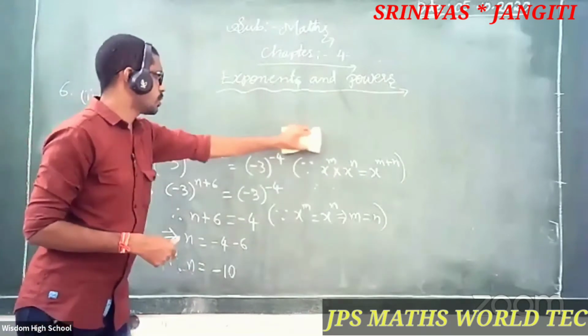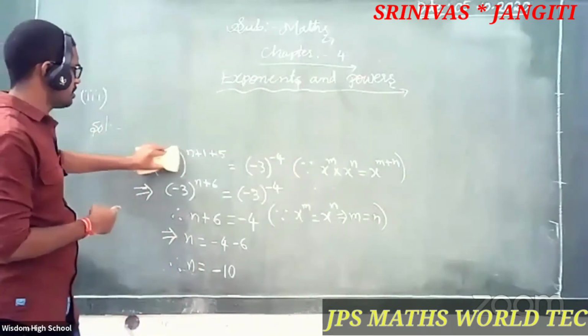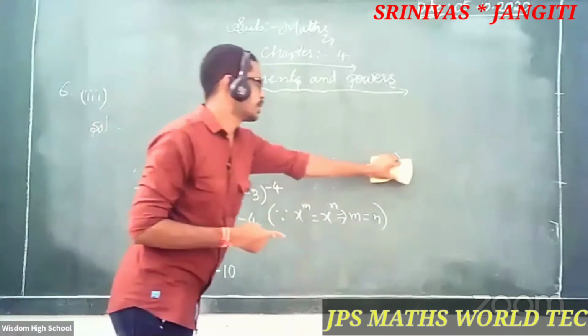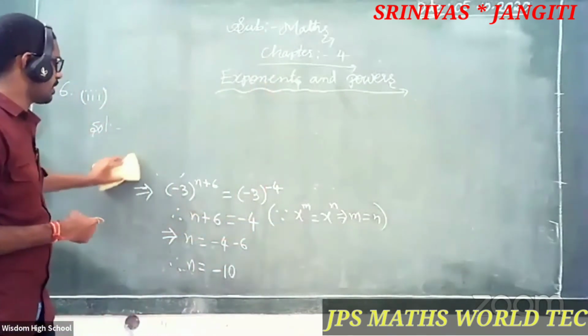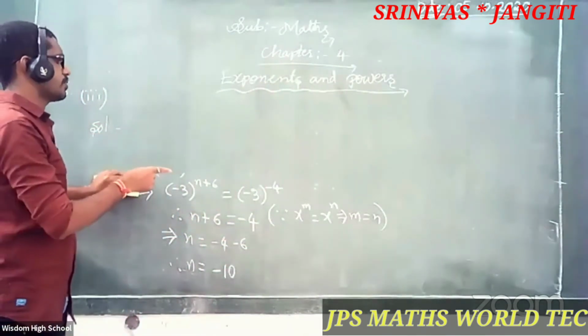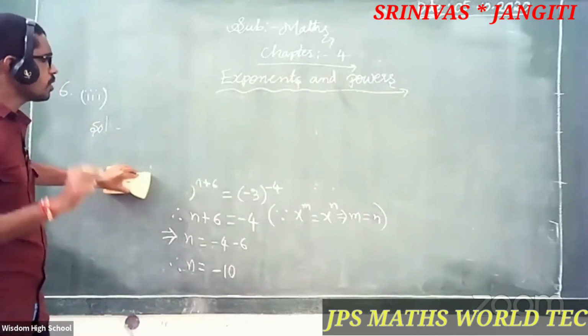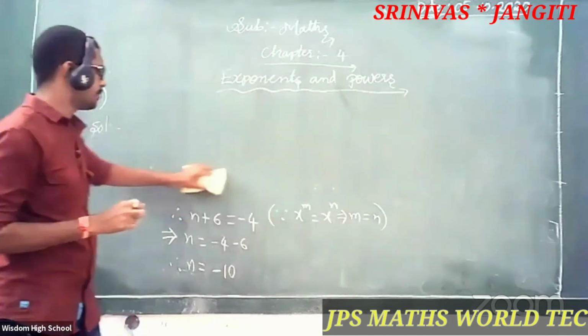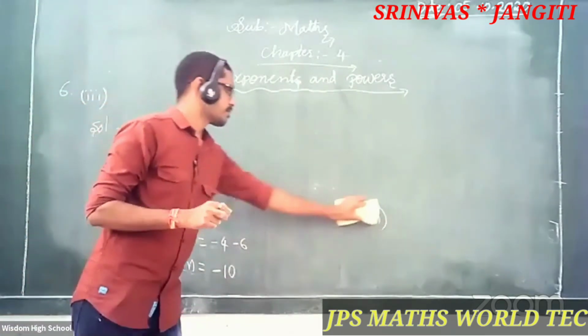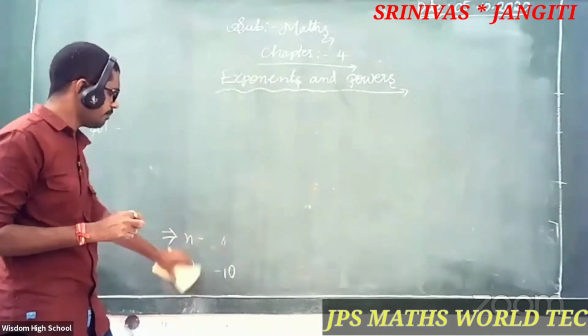What is the problem? So simple here. Everybody observe. You know the two laws: one is x to the power of m into x to the power of n, the other one is x to the power of m divided by x to the power of n. These two laws make this problem so simple. Is it clear? Right. Now let's go to the next problem.